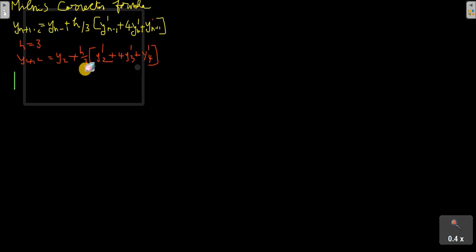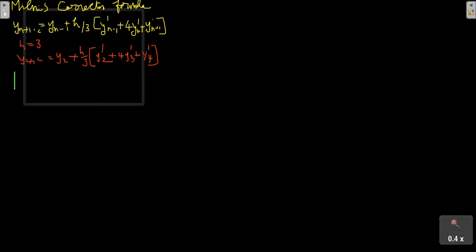Whenever four derivatives are given, we have to make n become 3 so that we get y4. Suppose five derivatives are given, then we have to put n equals 4. Suppose two derivatives are given, we have to put n equals 1, and we will get y2.